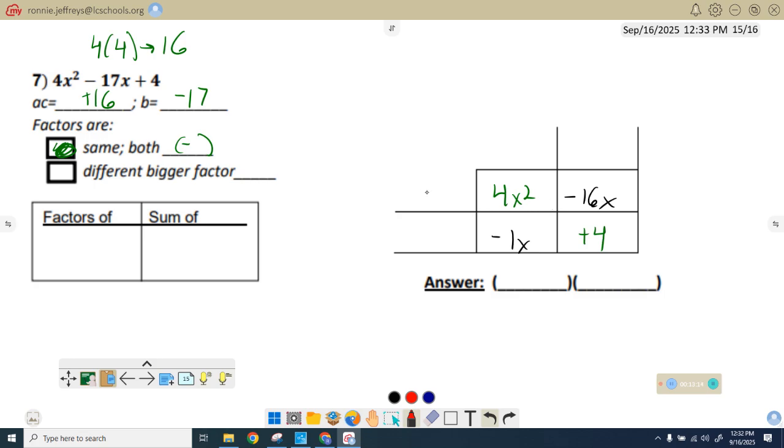All right. Minus 1. 4x minus 1. 4x minus 1. This would be just a 1x minus 4.